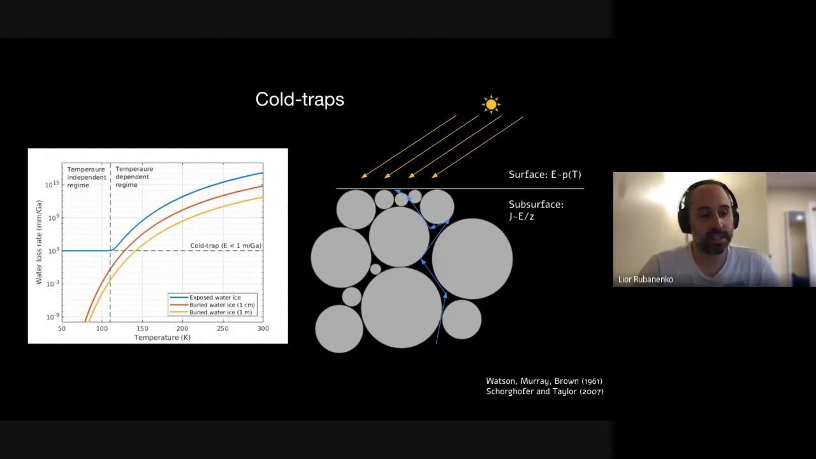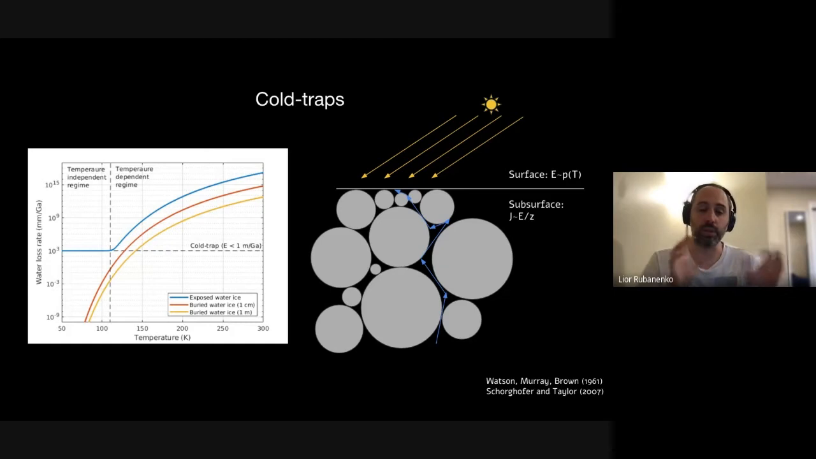In the 60s, this canonical paper by Watson, Murray, and Brown hypothesized that the temperatures of those shadows are as cold as space, because the Moon doesn't have an atmosphere to mix heat from the equator into the pole. So those shadows may reach temperatures as low as 50, 100 kelvins. There's no reason why not, right?